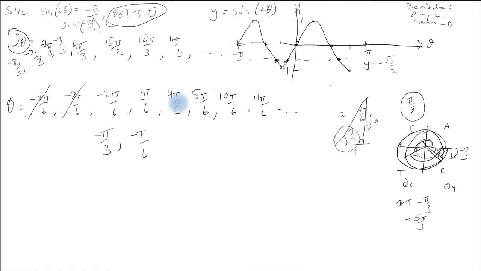4 pi on 6 is the same thing as 2 pi on 3, which is less than pi, so that one's in. 5 pi on 6 is also in, because it is less than pi. 10 pi on 6, which is the same as 5 pi on 3, that's bigger than pi, so that one doesn't count, and that one's bigger than pi as well. So here we have 4 solutions for theta.